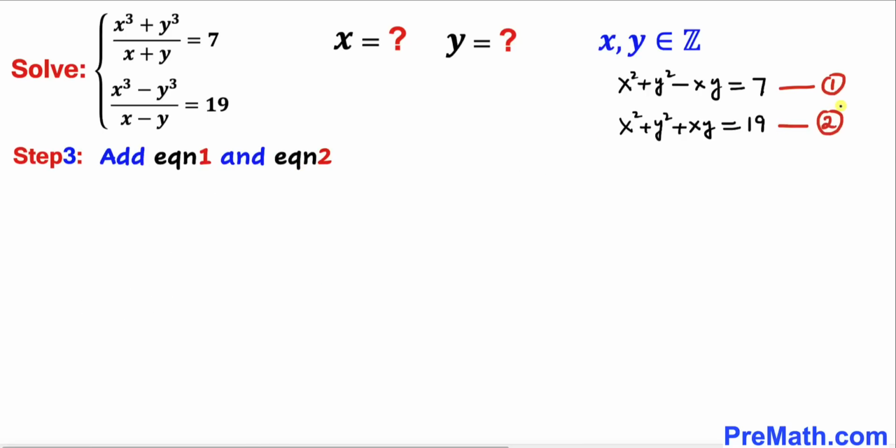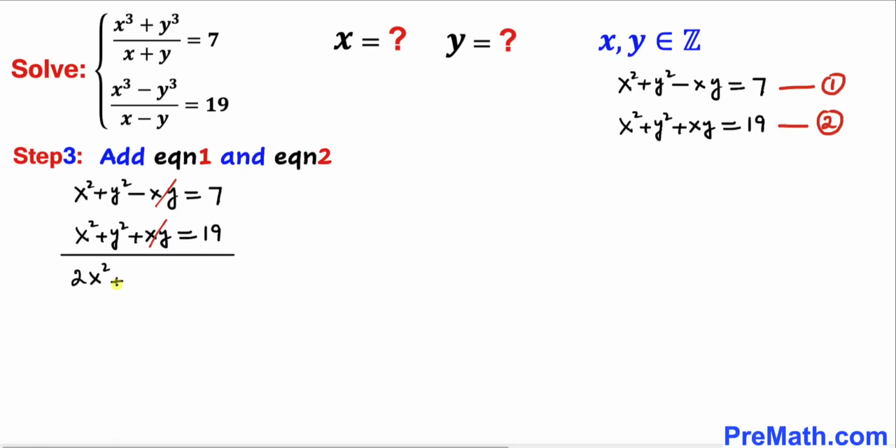Now in this next step, let's add these two equations 1 and 2. Here I have copied down equations 1 and 2. When we add them, we can see the negative xy and positive xy are gone. So we get 2x² + 2y² equal to 26 on the right hand side. Now let's divide every term by 2, and we get x² + y² equal to 13. Let me call this equation number 3.